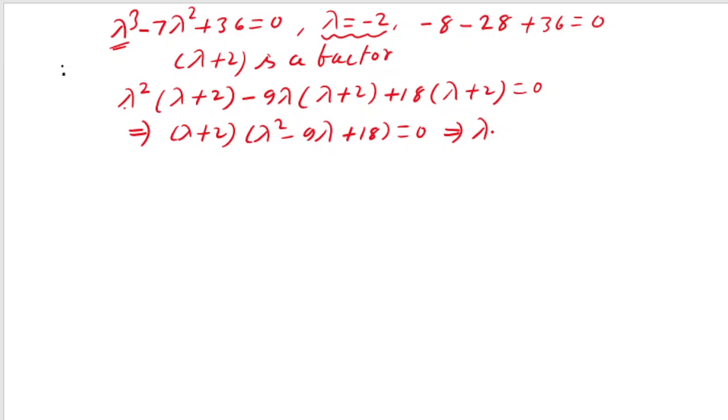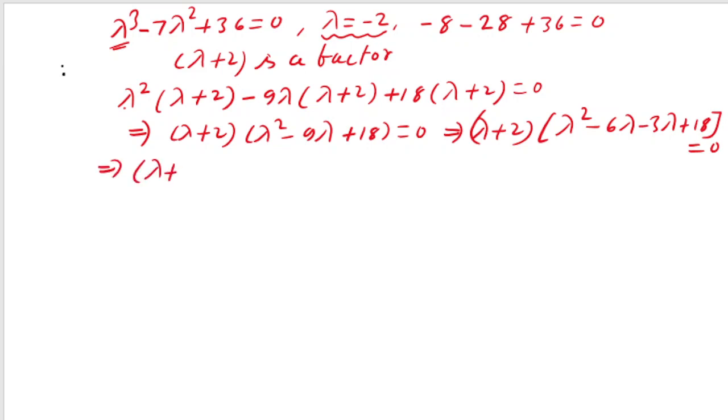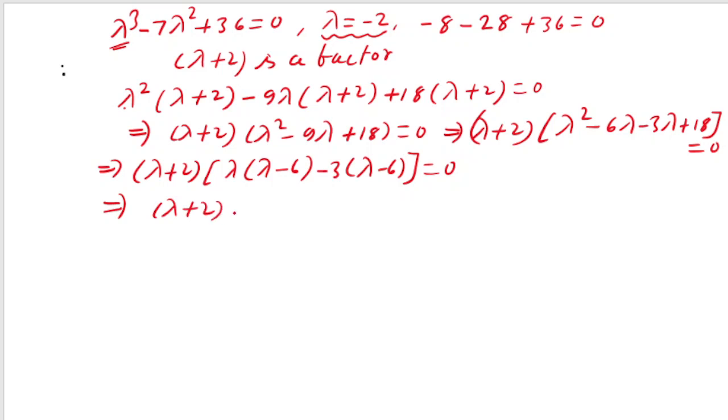which I can factorize further. So I will get lambda plus 2, and to factorize it I will write lambda square minus 6 lambda minus 3 lambda plus 18 is equal to 0. So I do this thing, I write lambda plus 2 and then I take lambda common, so I get lambda minus 6, minus 3 common, I get lambda minus 6 is equal to 0. So I got lambda plus 2 into lambda minus 6 into lambda minus 3 is equal to 0. So I got lambda values, that is minus 2, 6 and 3.